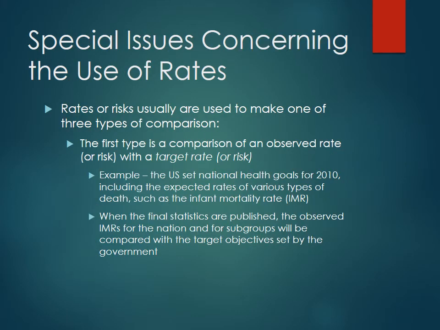Okay. So the rates of risk are usually used to make one of 3 types of comparisons. The first one is going to be the comparison of an observed rate or risk with a target rate or risk. In this case, we're looking at, say, national health goals for 2010, which included expected rates of various types of death, such as infant mortality ratio. When the final statistics are published, the observed infant mortality ratio for the nation and for subgroups will be compared with the target objectives set by the government. So they're going to say this is what we should be at by 2010, and then we'll look at our rates to see, is that consistent with, or are they less, are they more, whatever happens to be with the goals that were set for us.